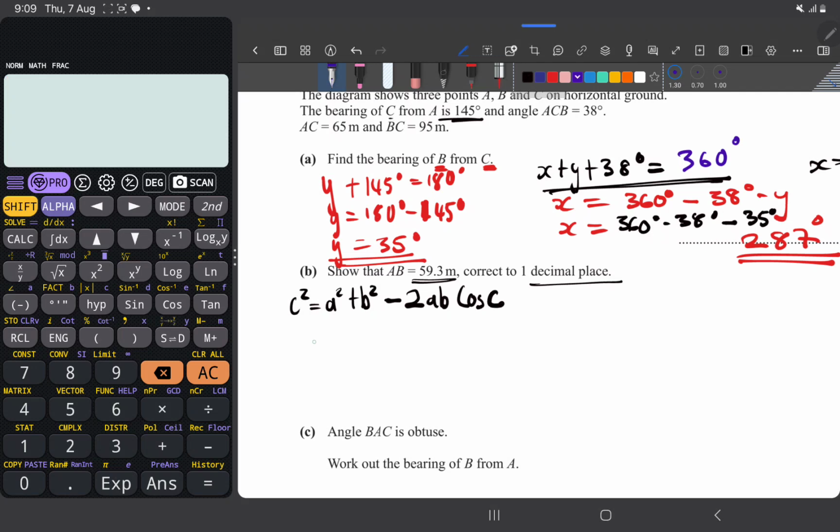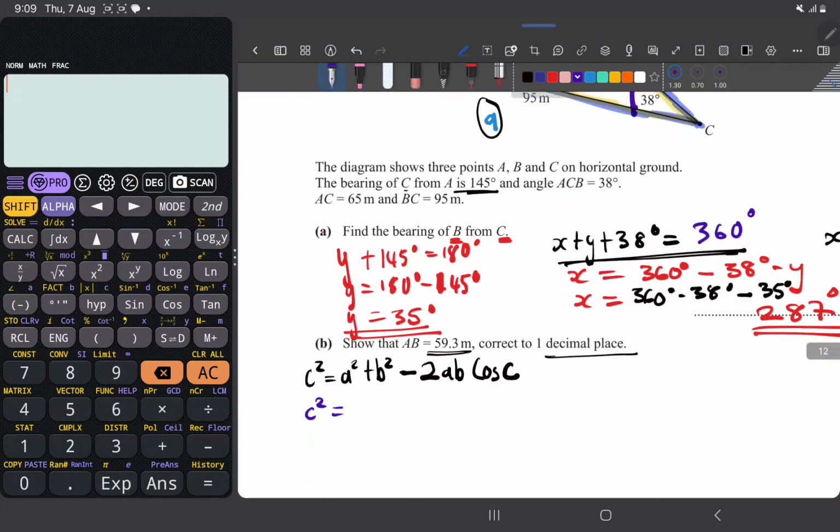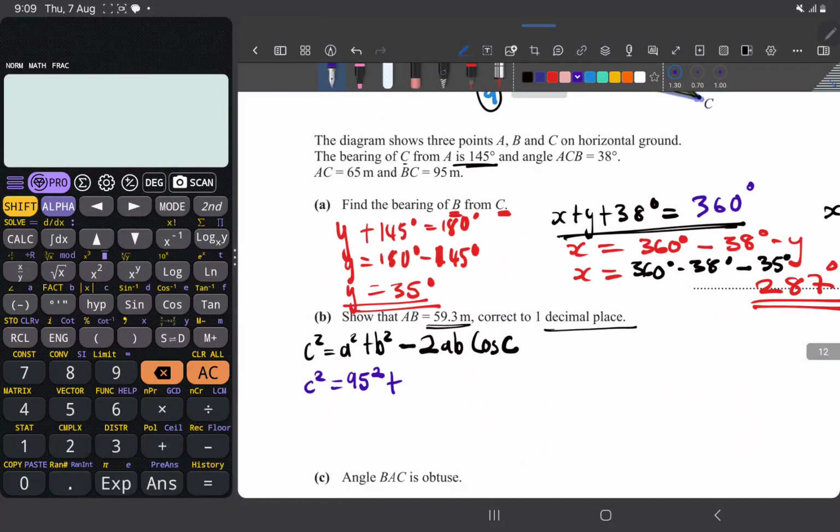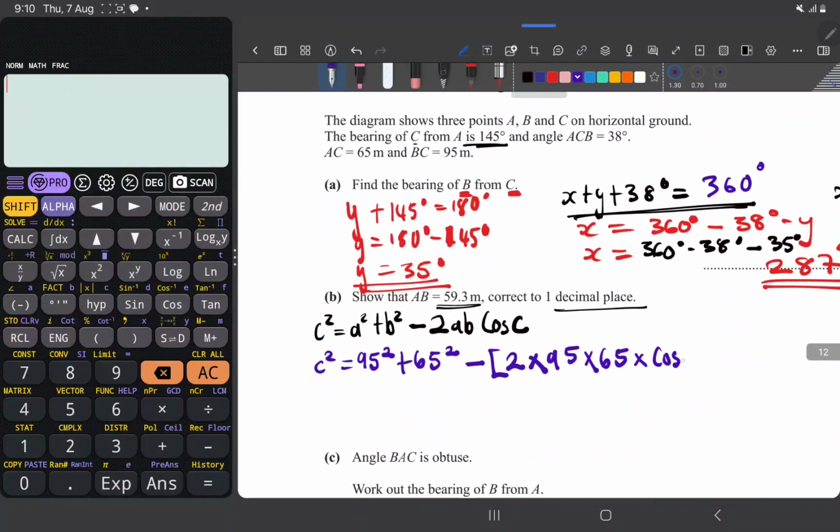Now you're going to first find c squared. Let's find c squared, class. What is my a? a is 95, so it's going to be 95 squared. Don't leave out the squared. Plus b squared. What is my b? 65, so 65 squared. Minus, and every time you say minus and a lot of things come, open a bracket and put the things. So it's 2 times 95 times 65 times cos of big C, which is the angle at C, and that is 38 degrees.